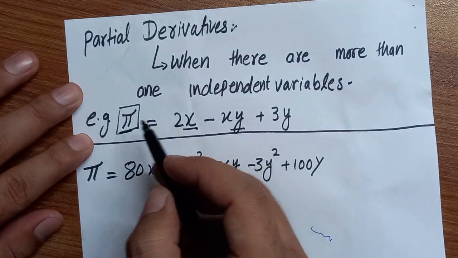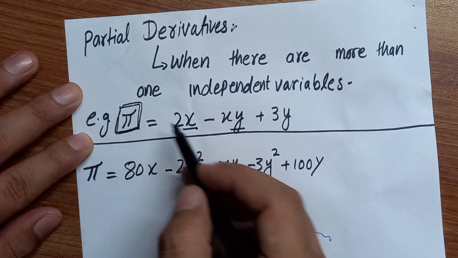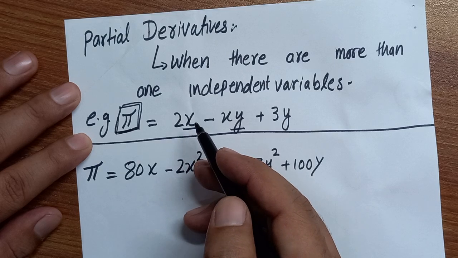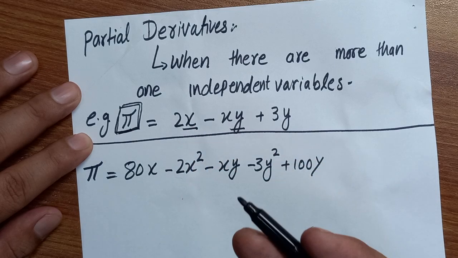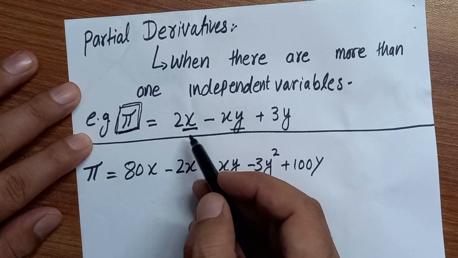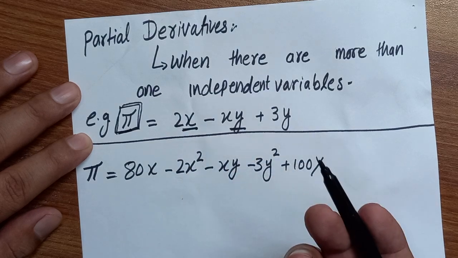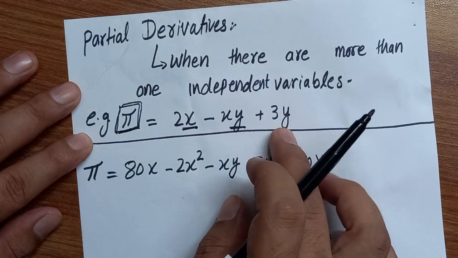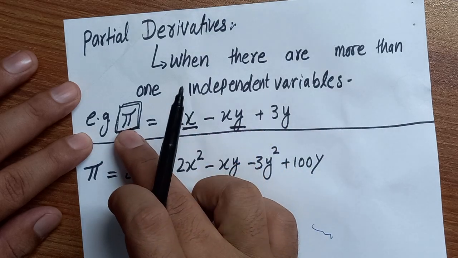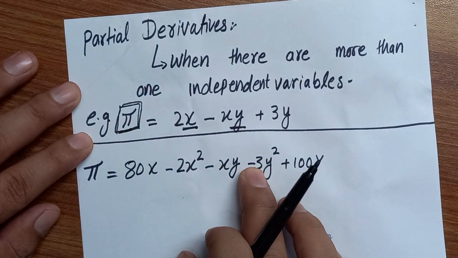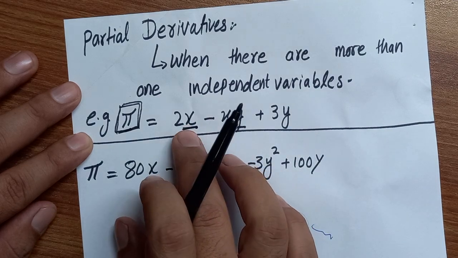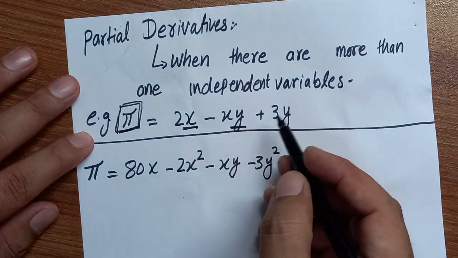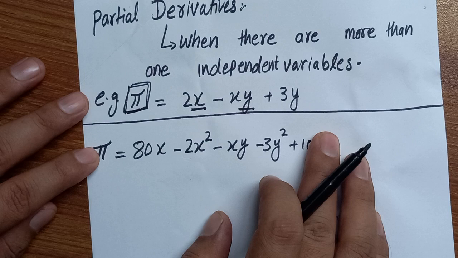So in simple words, the profit is not made from only one variable. We are selling two kinds of things. For example, one is mobile and the other is laptop. Combinedly, mobiles and laptops give us some profit. But now we are going to find how many mobiles we sell and how many computers we sell. So this is partial derivatives.